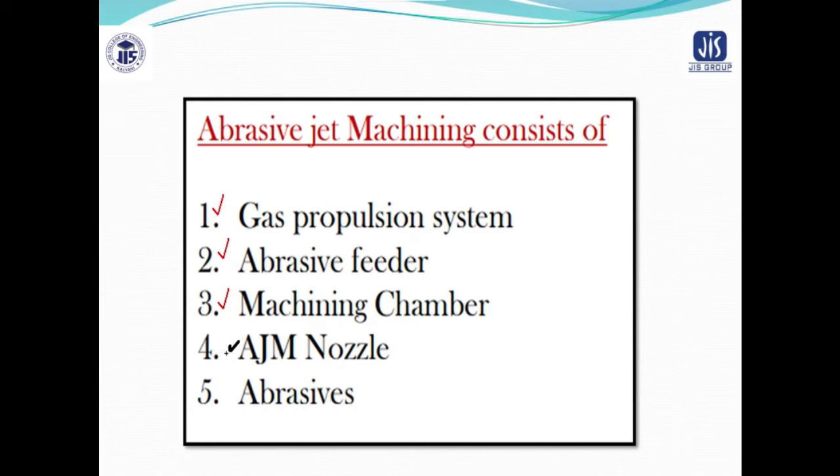Now we will be talking about the abrasive nozzle. Abrasive nozzles are usually made of tungsten carbide or sapphire. Basically, it has a life of 300 hours for sapphire and 20 to 30 hours for tungsten carbide. We will discuss the AGM nozzle later.